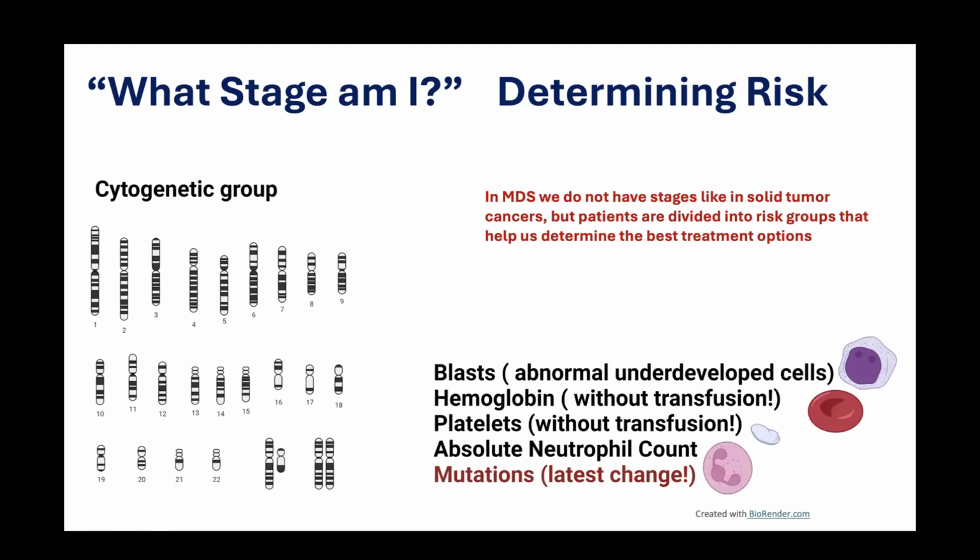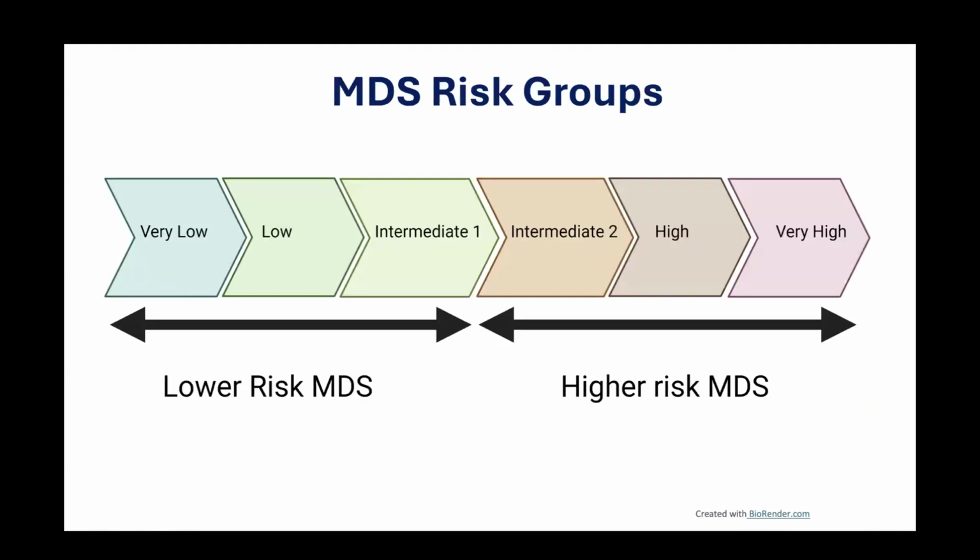And those risk groups include all the factors we were just talking about: the abnormal blood counts, your blasts, the cytogenetic groups, so like the abnormalities that you saw on the test I just told you, and mutations, which is the latest change in our scoring system, which we'll talk about more. And based on that, there's a risk calculator. So if I input all this information from your bone marrow biopsy as well as your labs, based on very, very sophisticated algorithms, it pops out a number.